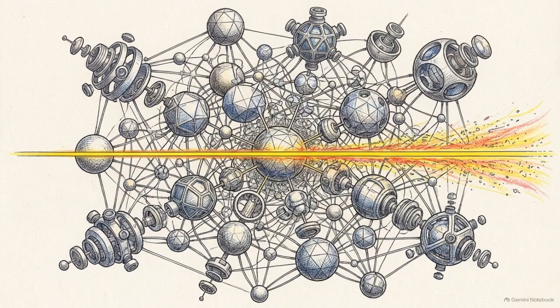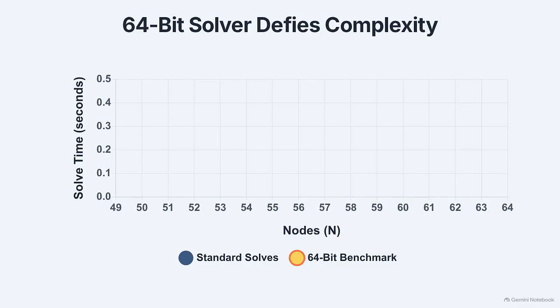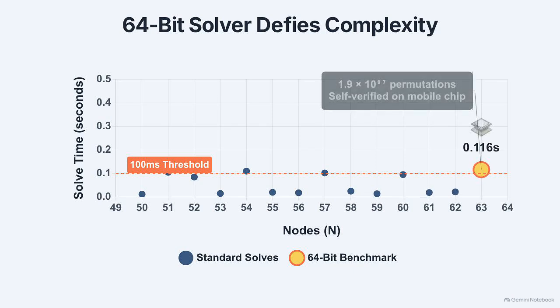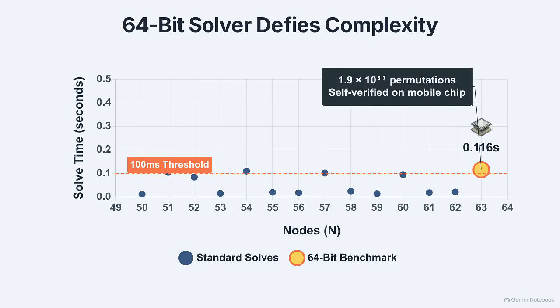complex graphs. This scatterplot maps performance from n equals 50 to the 64-bit limit at n equals 63. Despite astronomical permutation growth, every instance was solved cleanly beneath the 100 millisecond threshold. The final n equals 63 benchmark, representing 10 to the 87th permutations, was self-verified on a mobile chip in 0.116 seconds.